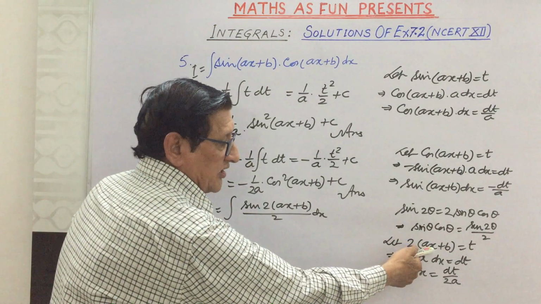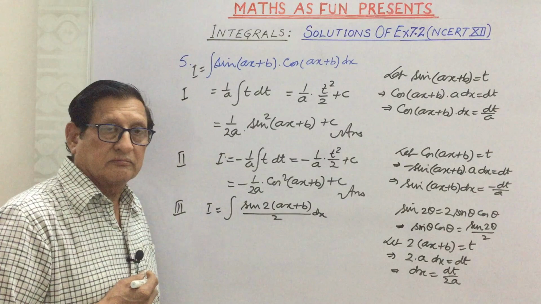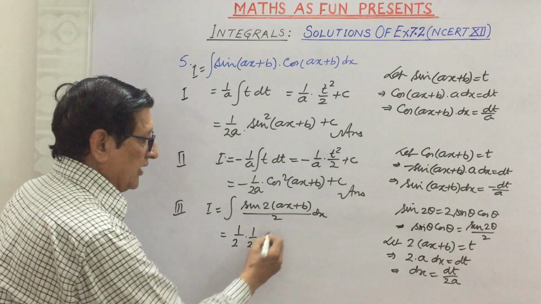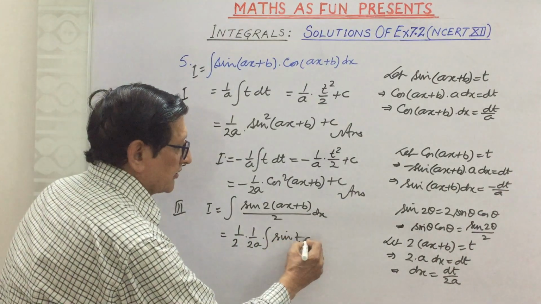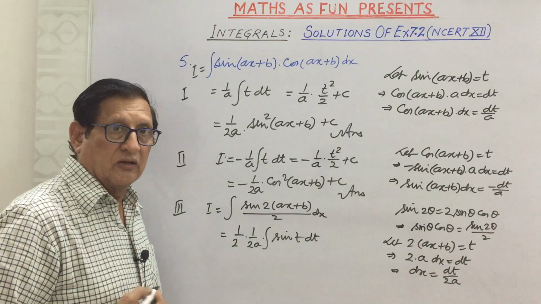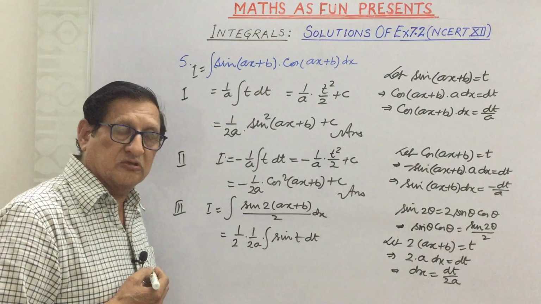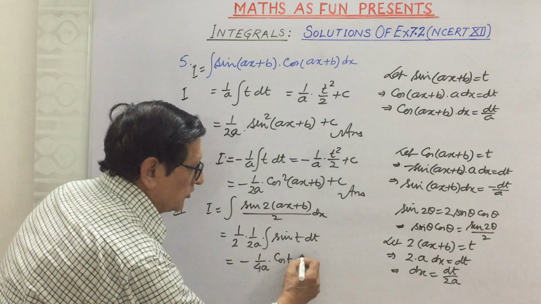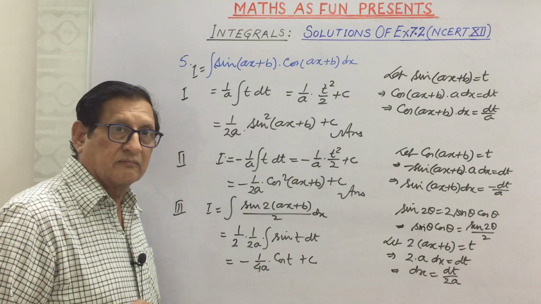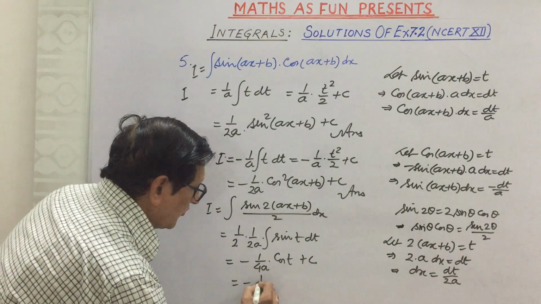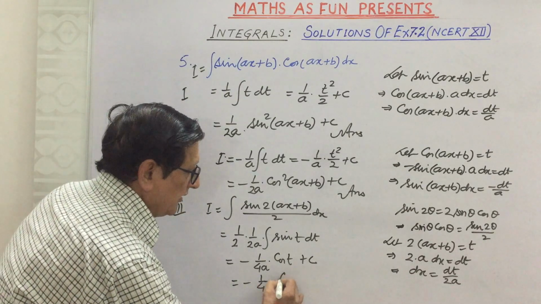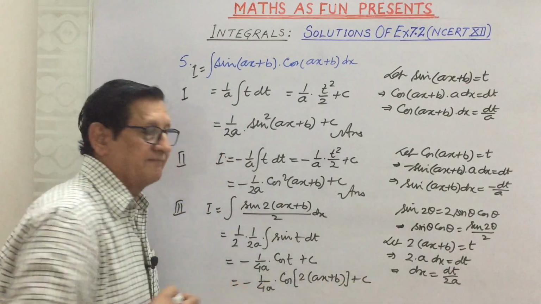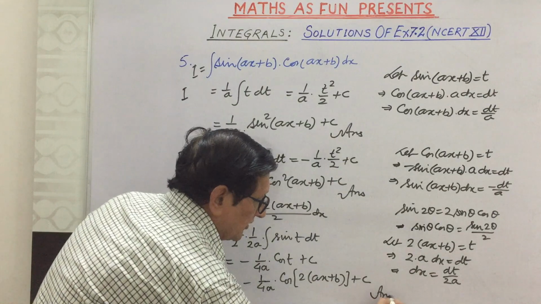Here we know that the derivative of x is 1 and that of b is 0. So we get here 1 upon 2 into 1 upon 2a sin t dt. We know the integral of sin t is minus cos t. So we can write it as minus 1 upon 4a into cos t plus c. Substituting the value of t, we get minus 1 upon 4a into cos(2(ax + b)) plus c. This is the answer to this problem.